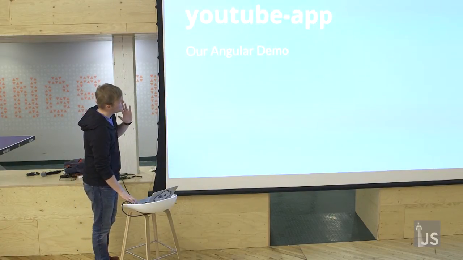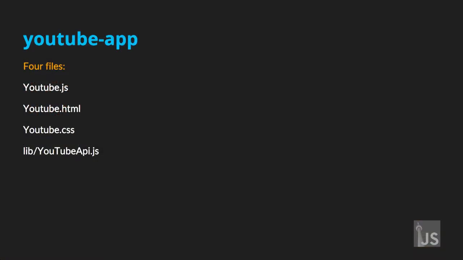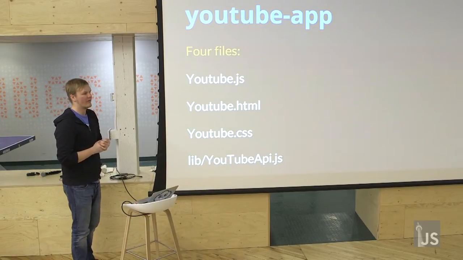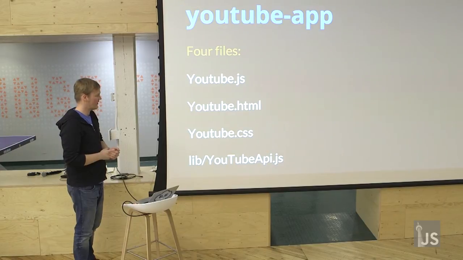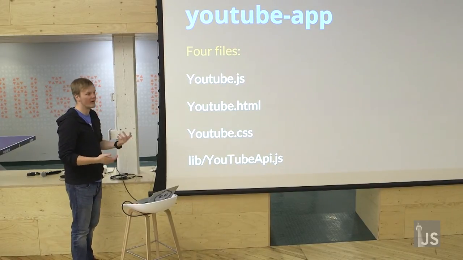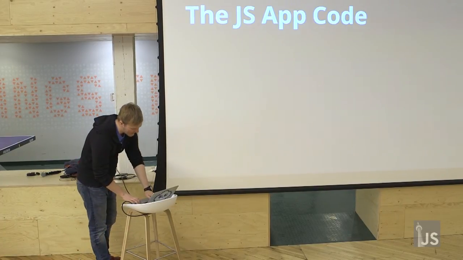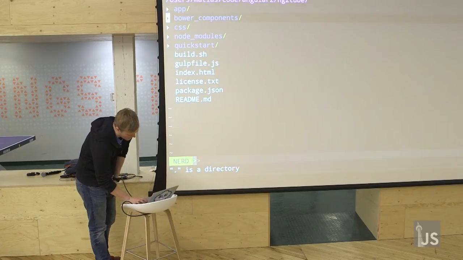So the YouTube app, let's take a look at how it's built. There's really only 4 files, and the CSS file isn't really anything important. So there's really only 3 files that we care about. The JS file is going to have the application, the HTML file is going to have the UI, and the other JS file is a library file that we're going to use to query the YouTube servers. So let's take a look at the JavaScript code for the YouTube app.